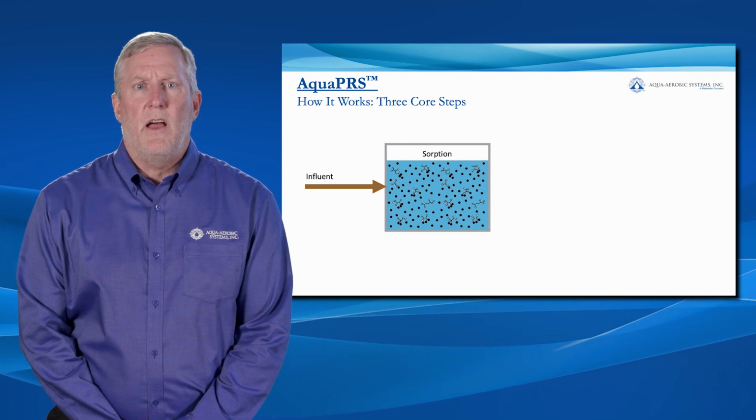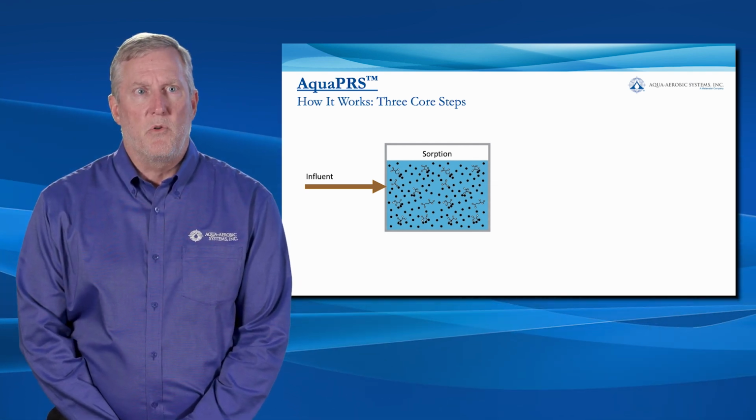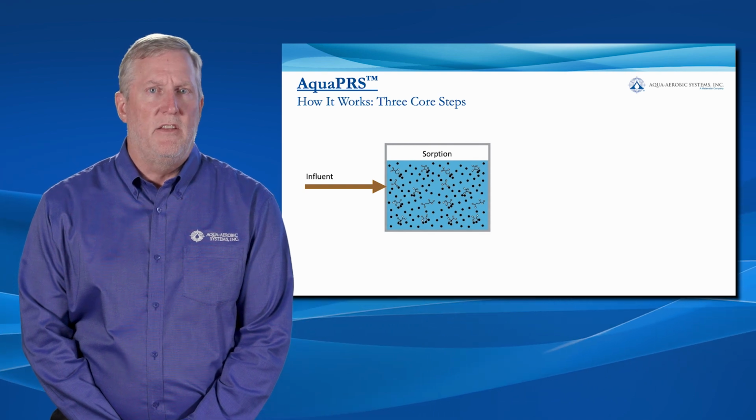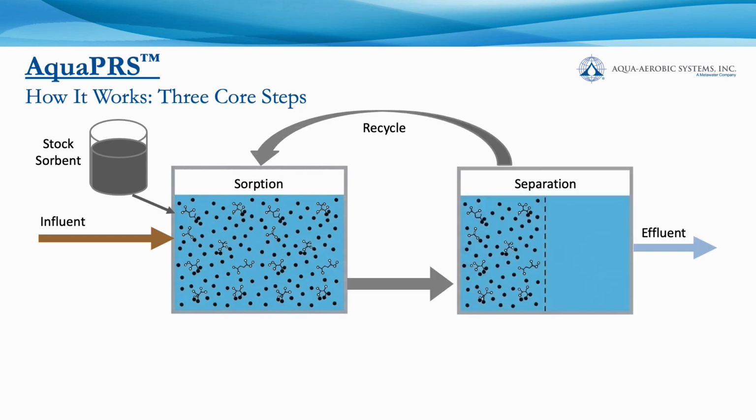So how does the AquaPRS technology work? Well, it's a very simple process. It really can be broken down into 3 steps. First, we have our absorption contact tank, where we take stock absorbent and add it in a concentration from 5 grams to 40 grams per liter, where the contact will occur. This is generally 5 to 10 minutes, depending on the application, as influent water comes in contact with the slurry.